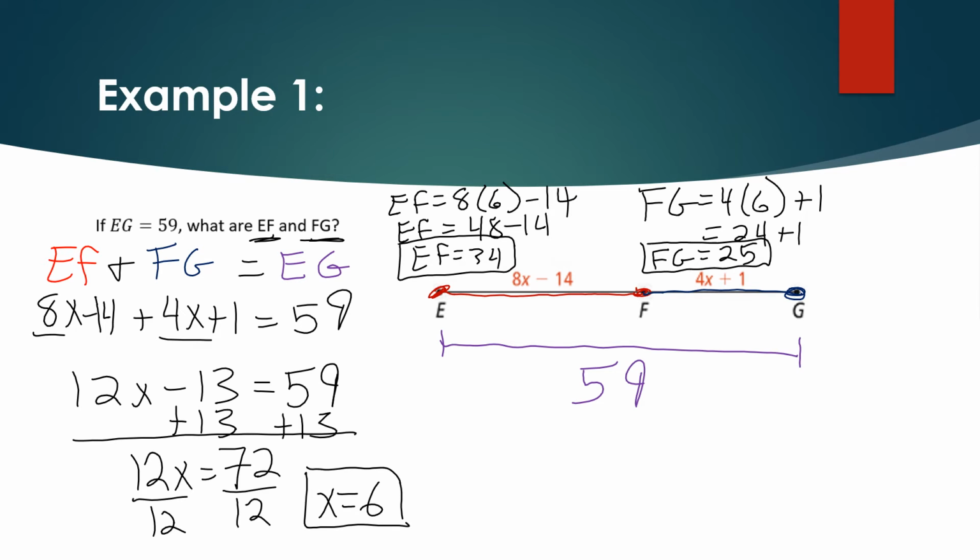Now, something that's kind of nice about these problems, if I know that EF is 34 and FG is 25, let's add those together and make sure I do get 59, which 34 plus 25 is 59. So that's a very good indication that I did this problem correctly. It'll be very rare that you get two numbers that do add up to the whole length, but we made a mistake. So this is a very good sign that you did it right. If they don't add up, it means that you should go back and check your work.